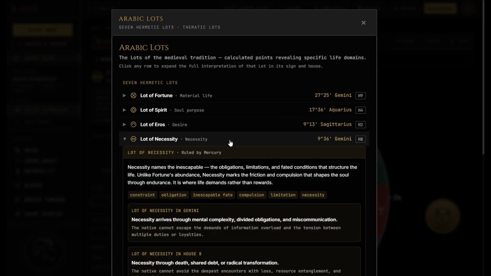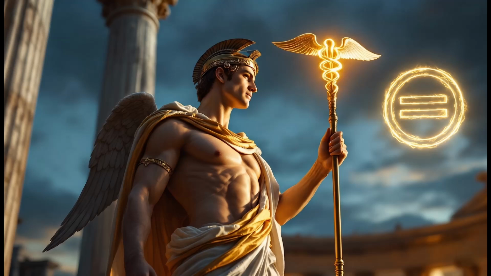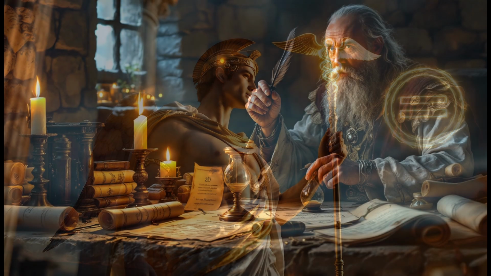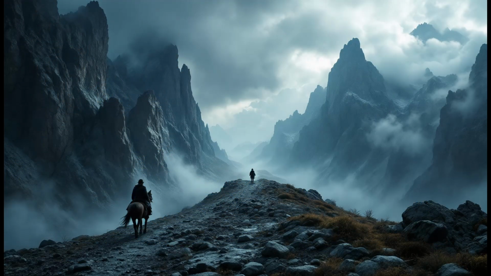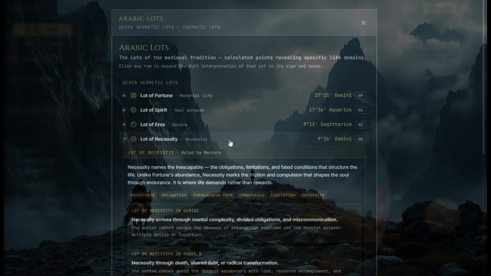The lot of necessity, ruled by Mercury. Constraint, obligation, inescapable conditions, compulsion, fated circumstance. Where necessity falls shows areas of life where choice feels limited, where circumstances compel rather than invite.